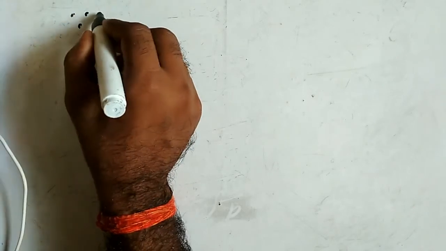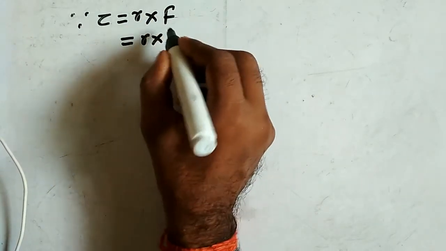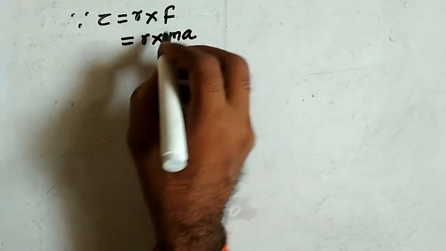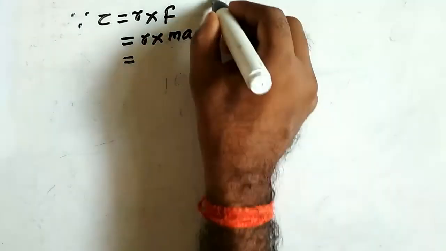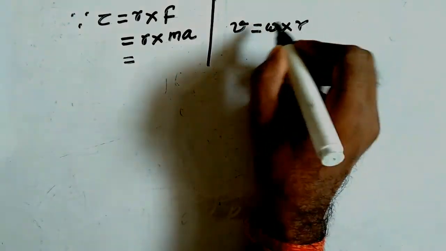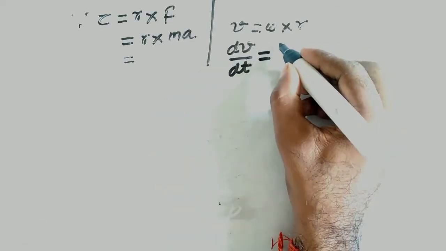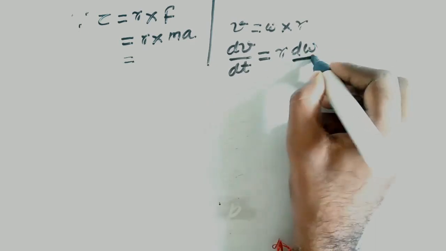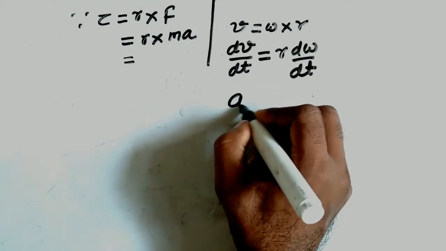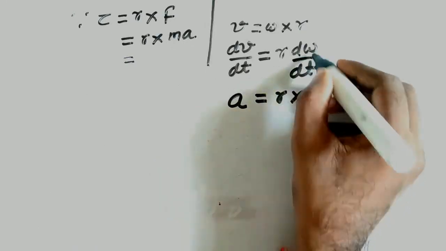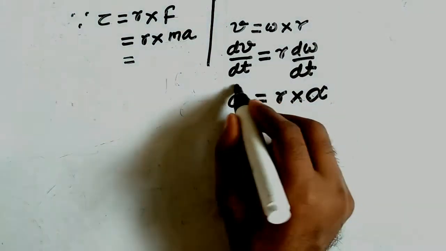Now the torque tau is equal to r into F, and the force F is replaced by m a. But what is the value of a in terms of angular acceleration? The value of this a can be found out. v is equal to omega into r. Differentiate this equation. On differentiation, we get dv upon dt is equal to r into d omega by dt, as r is constant here. This dv by dt is the rate of change of linear velocity, which is nothing but the acceleration a, and d omega by dt is the rate of change of angular velocity, called angular acceleration alpha. So we have the relation a equal to r into alpha.